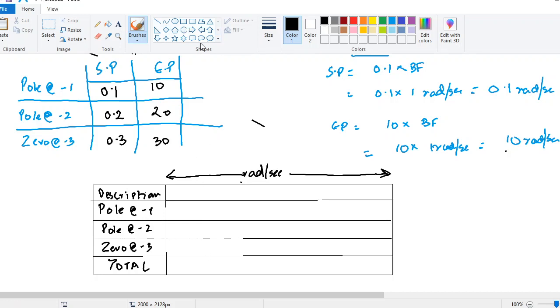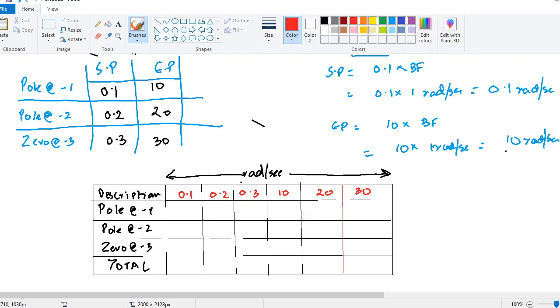0.1 radians per second, 0.2 radians per second, 0.3 radians per second, 10 radians per second, 20 radians per second, and 30 radians per second. So let's fill that in. So this will be 0.1, 0.2 in that order, 0.3, 10, 20, and 30.